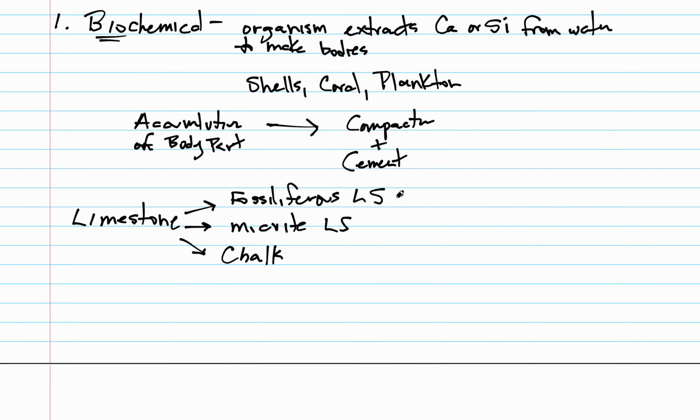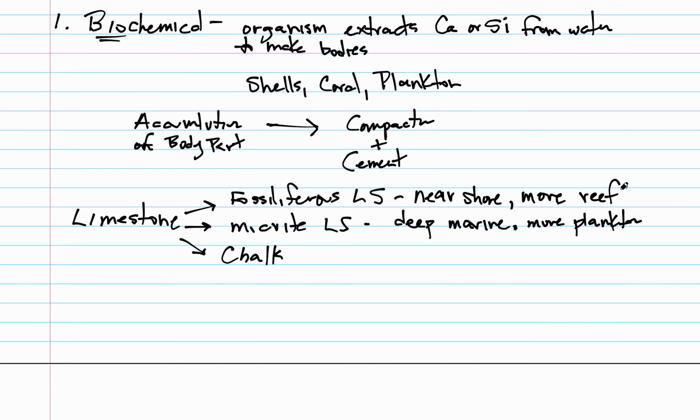Let's see, here we go. Fossiliferous limestone. This is a near shore environment. This is where organisms are living, like in coral reefs. I want you to think near shore and more reef-like environments to produce these fossiliferous limestones. Micrite limestones, they look a little different. This I want you to associate with deep marine, far from shorelines. There's going to be more plankton involved in the accumulation process here, where the reef is more shells and corals.